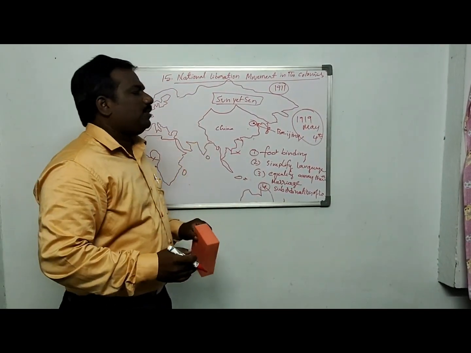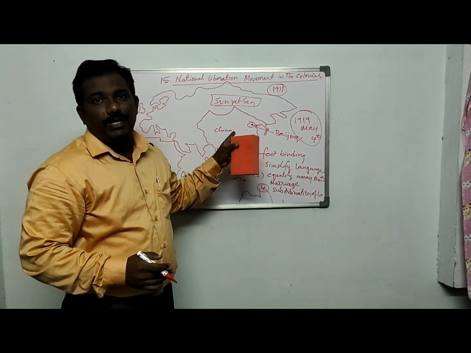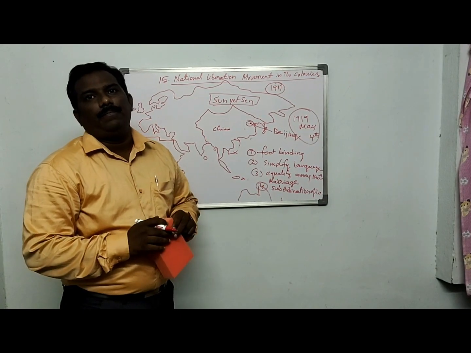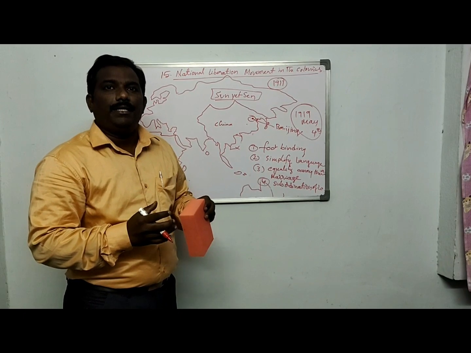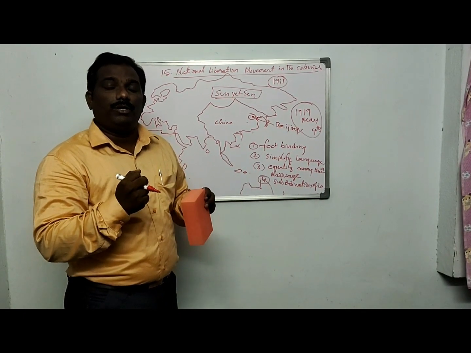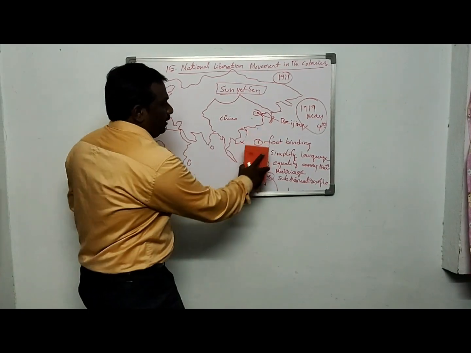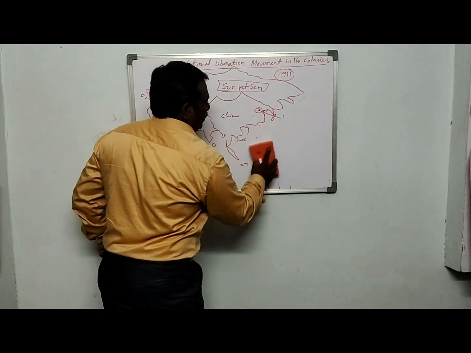Children, after this Republican Revolution, China went into a period of turmoil. During this time, two political parties were united, and they wanted to strive to unite the country. Those two parties are very important here. You have to remember these parties.